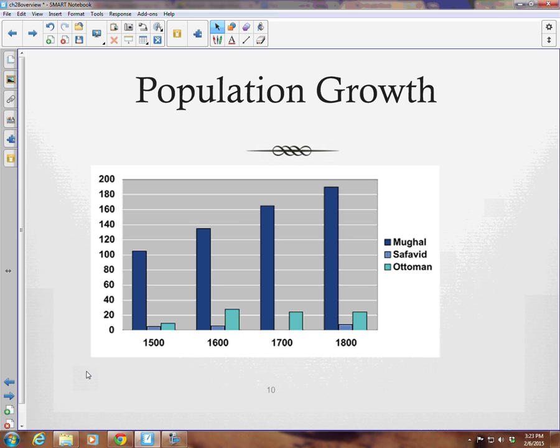So here we've got a population chart. Between 1500 and 1800, the population of India increased from 105 million to 190 million. That's this largest line here. You can see they definitely had the most population.